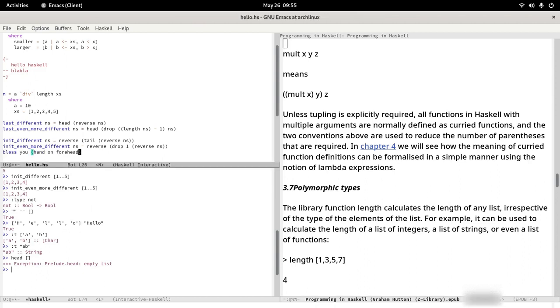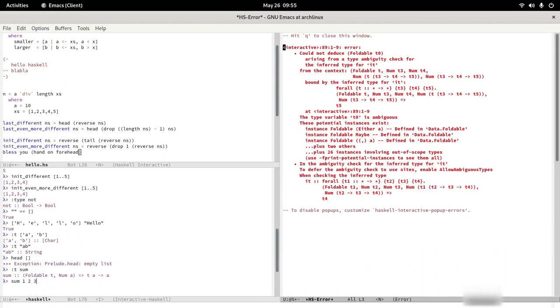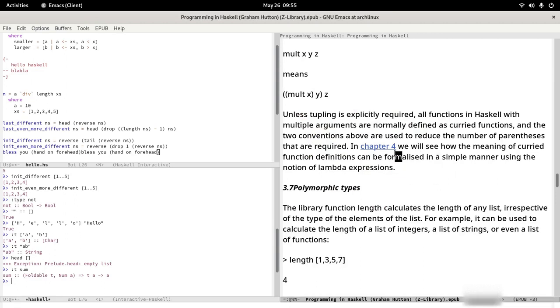So I wonder, does Haskell have variable argument functions, like a function that works on a list of numbers, but you don't have to put them in a list first, you can just pass them as arguments? I don't know.